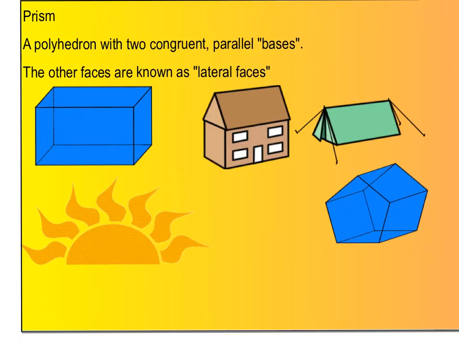Before we can start calculating the surface area of prisms, it would be helpful to talk about what they are. By definition, a prism is a polyhedron with two congruent parallel bases, and the other faces are known as lateral faces. Basically, in order for this to be a prism, we need to have two shapes across from each other that are the exact same size, exact same shape. Sometimes they're rectangles, sometimes they're on the top and bottom, or sometimes they're on the front and in the back.